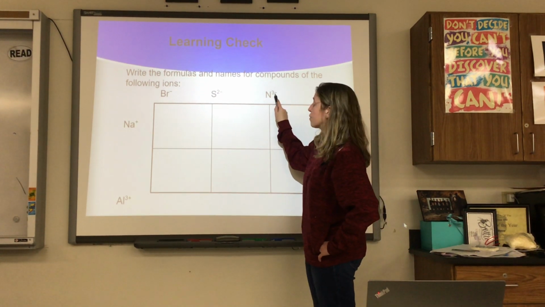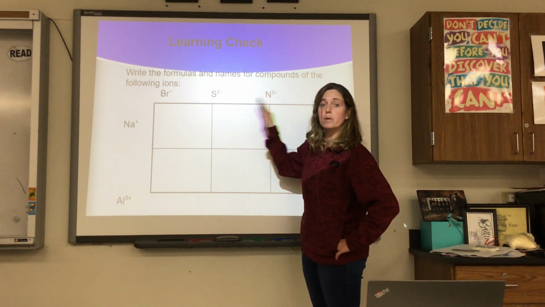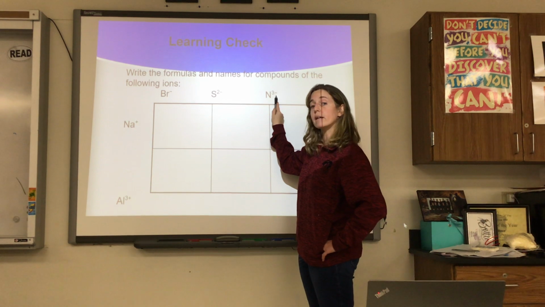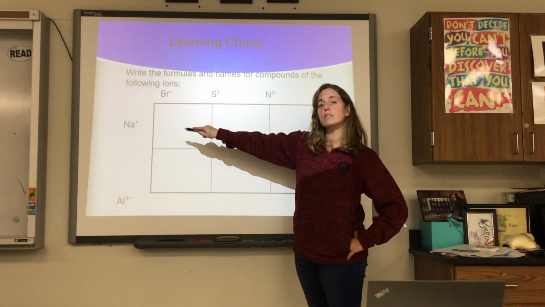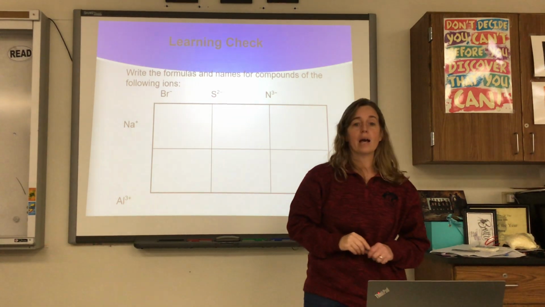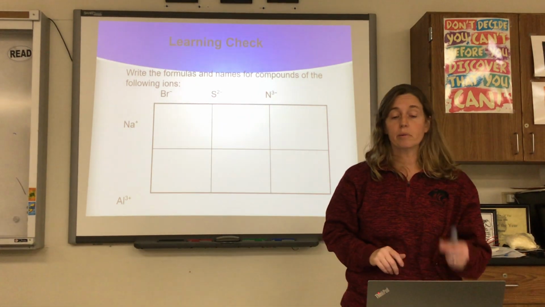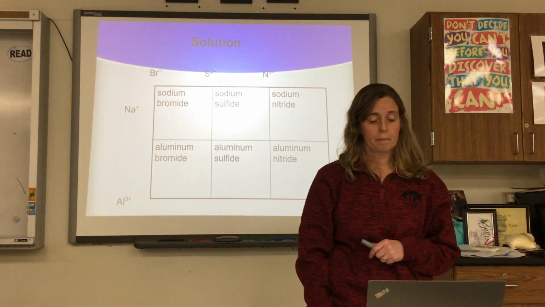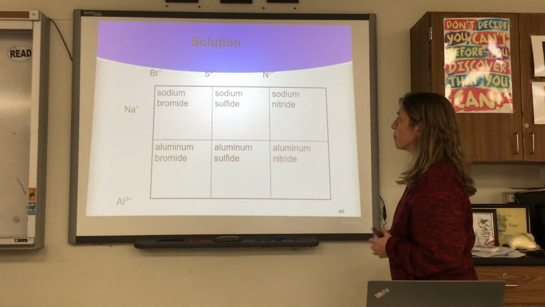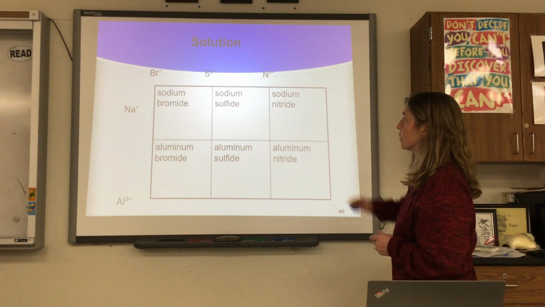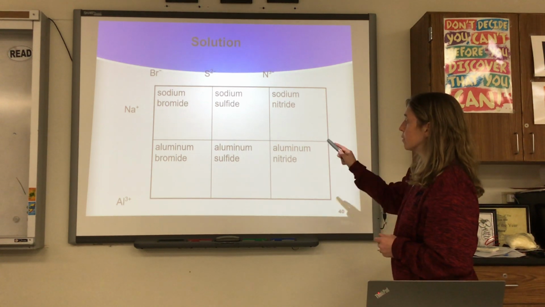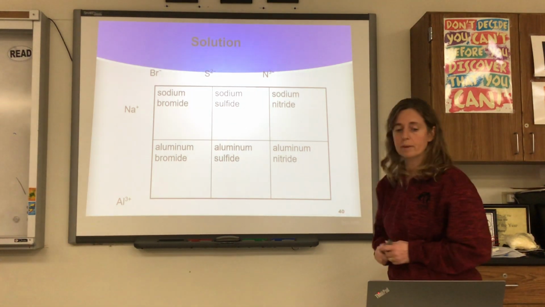+1, -3. As you can see, that's not going to cancel out. So it's going to take 3 positives to cancel out 3 negatives. So that means I need 3 sodiums to cancel 1 nitrogen out. So when I write that one, it's going to be Na3N. Okay? If I were naming them, it would be sodium bromide, sodium sulfide, sodium nitride, aluminum bromide, aluminum sulfide, and aluminum nitride. Okay?